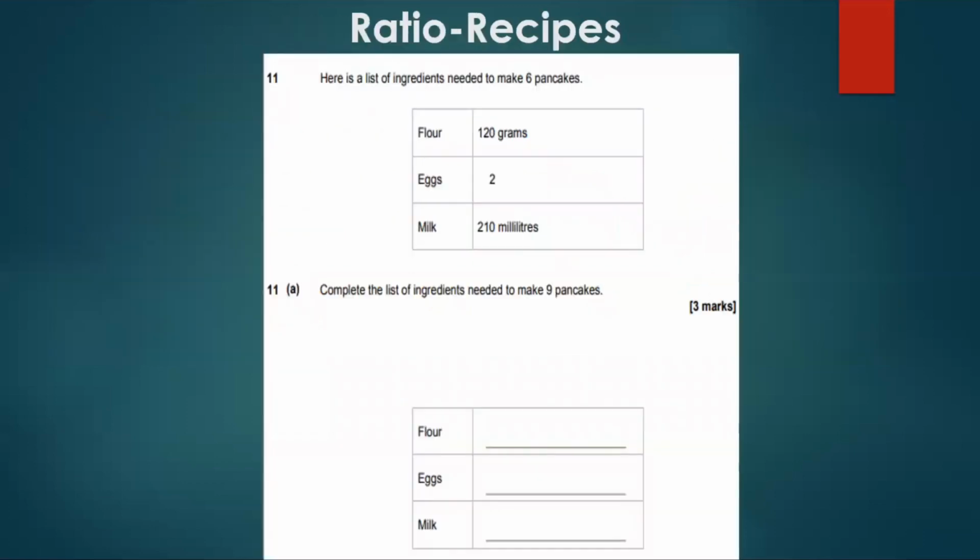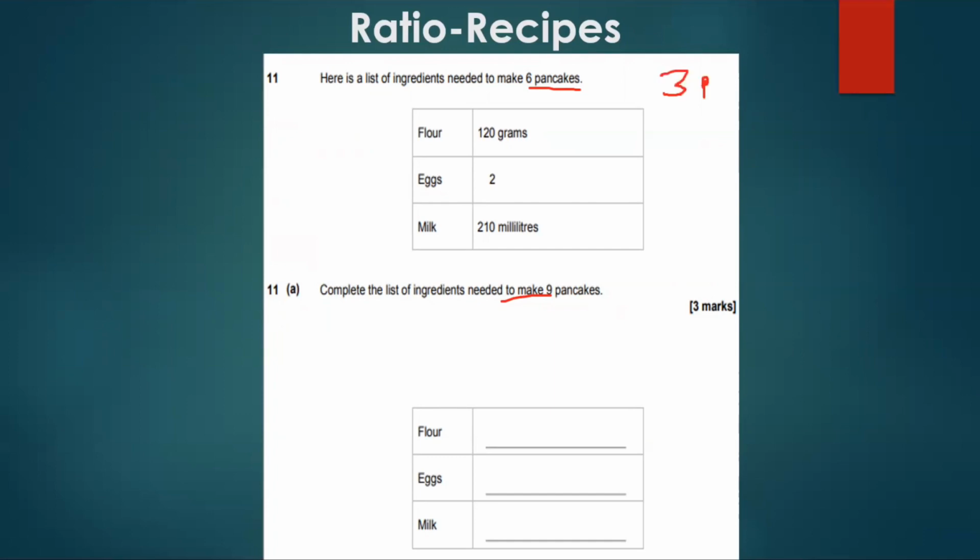Okay, question number 11, guys. We are given the list of ingredients needed to make 6 pancakes. We've got flour, eggs, and milk. So 6 pancakes. Complete the list of ingredients to make 9 pancakes. Well, what I can do, guys, is work out the number of grams and amount of eggs and milk for 3 pancakes by halving my answer.